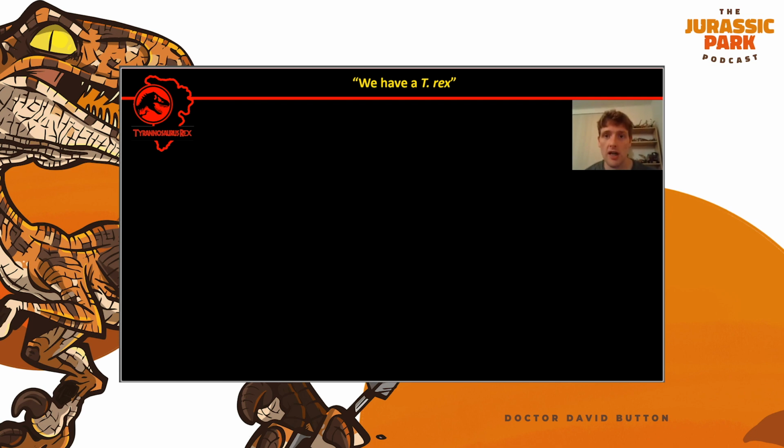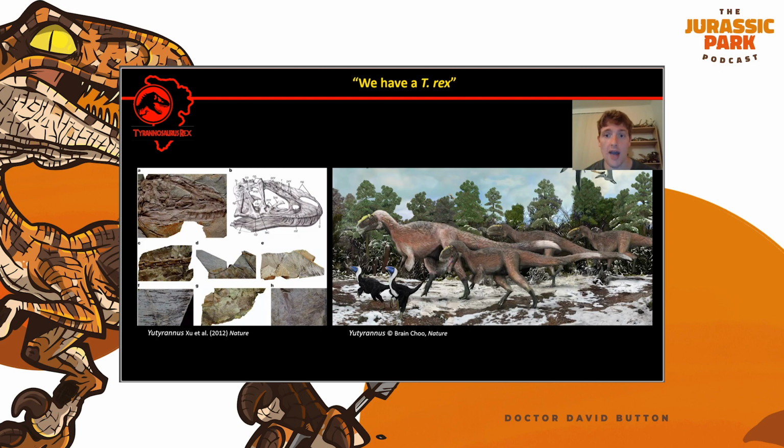Well, this is an argument that got a real shot in the arm with the discovery of Eutyrannus, an earlier tyrannosauroid which sported a pelage of filament-like feathers. Now, Eutyrannus was about 9 meters long and weighed around a ton, and so this proves that at least some large-bodied tyrannosauroids did indeed have feathers. But what about the tyrannosaurids proper, like Albertosaurus and Tyrannosaurus rex itself? They, after all, got a lot larger than Eutyrannus.